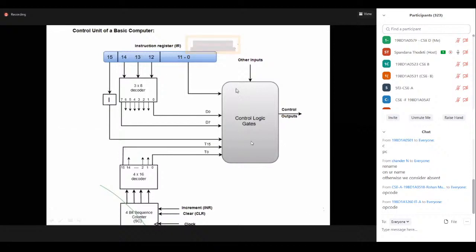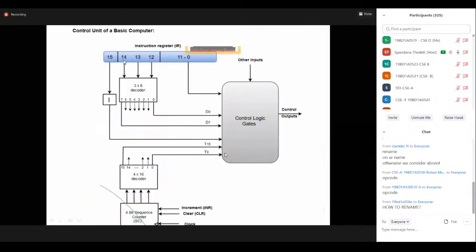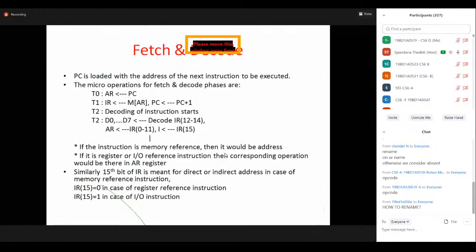There I explained this control organization, control unit of your computer. So here we have seen that this is your instruction register, right? These 3 opcode bits, you are providing as an input to a 3/8 decoder, which will give you 8 different functions from D0 to D7, right? So decoding is done by using the 3 bits of your instruction register. So at the second clock cycle, what we have to do is decode the instruction. That means you need to provide these 3 bits to the 3 by 8 decoder, which will give you 8 different values D0 to D7. These 8 values represent 8 different operations.